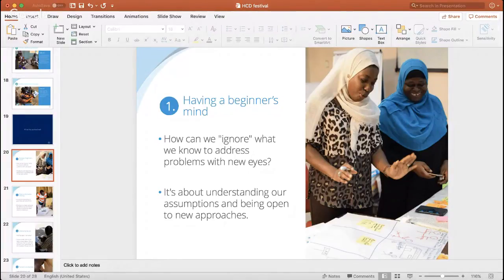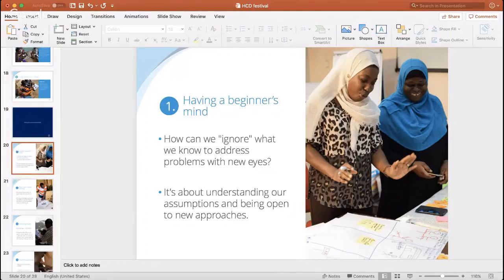Of course, this is a whole process and it hasn't been easy, but I would say that most of our partners and even our users are very, very open to creating things with open eyes, with new eyes, and to understanding some of the assumptions that we have of our challenges, and of course being open to new approaches such as human-centered design. So this is something that I think has been working very well in our projects and in our human-centered design workshops also.